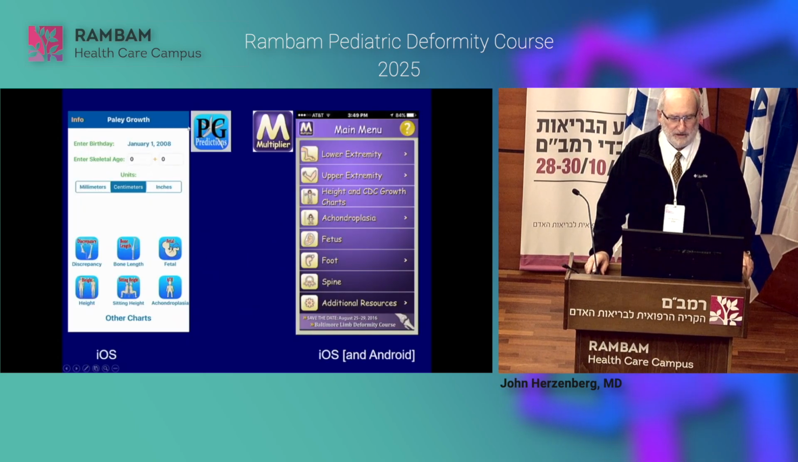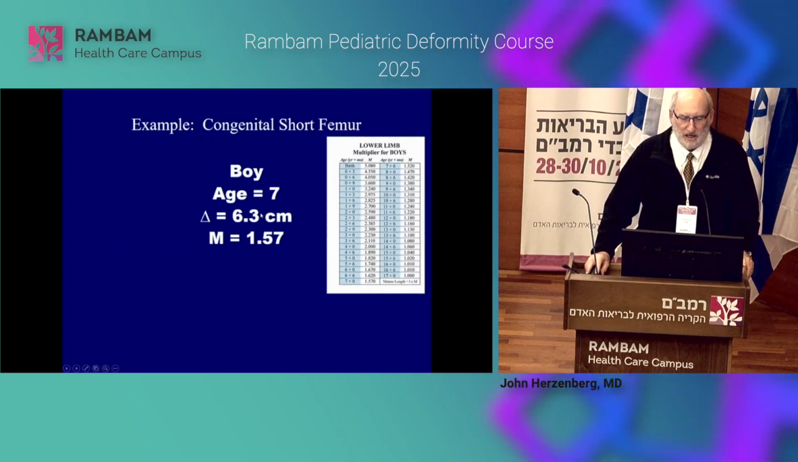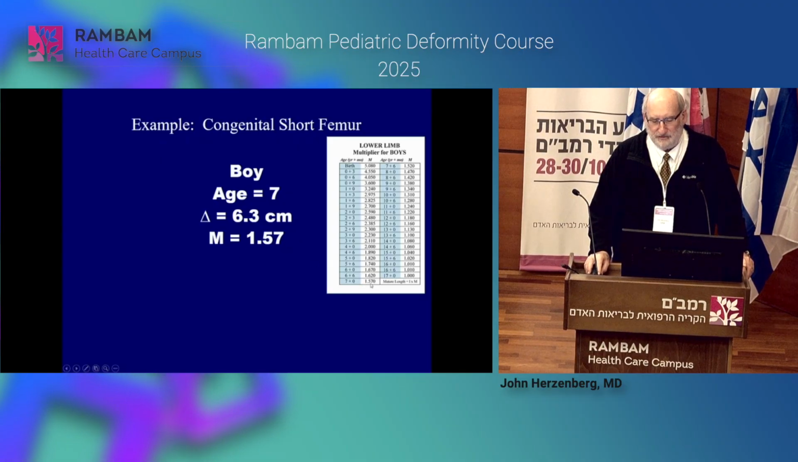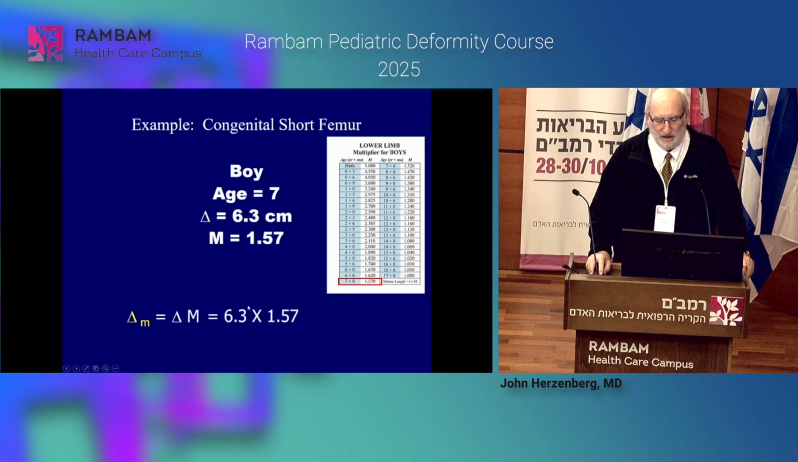This is Dr. Paley's Paley Growth Multiplier. This is our version. We added some additional resources into there. I already showed you this example of a boy age 7, 6.3 centimeters LLD. The multiplier for a 7-year-old boy is 1.57, so his predicted discrepancy is going to be 9.9 centimeters.